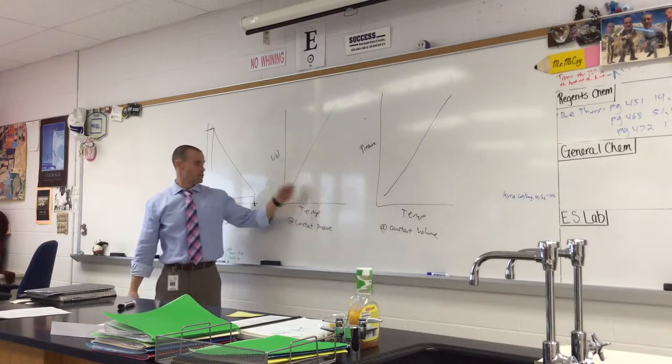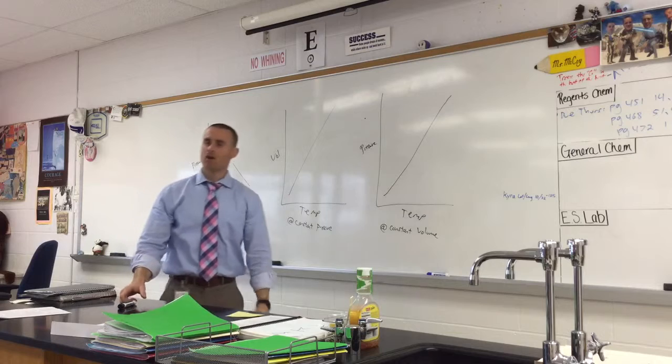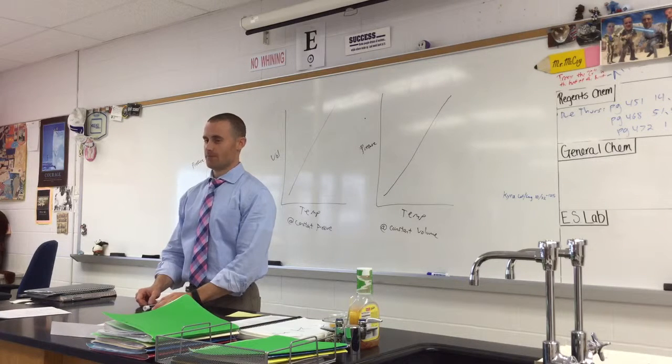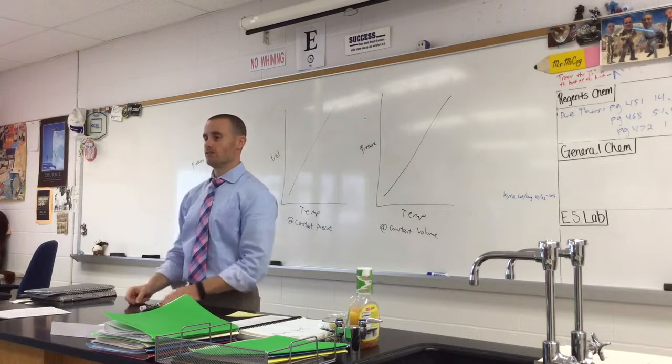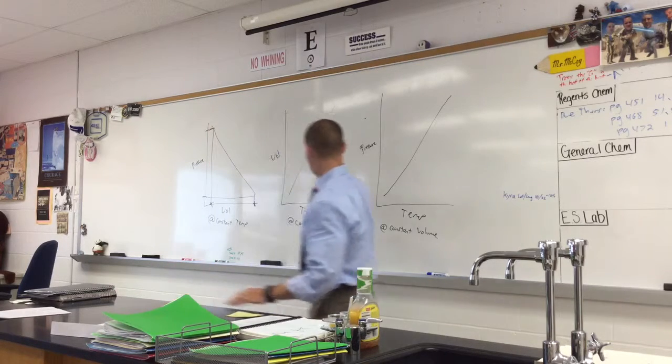Here, temperature and volume. Hot air balloon. How do hot air balloons work? The hot air fills up the balloon, and then it goes up. They pull the cord, and the flame comes out. Use this graph to explain.